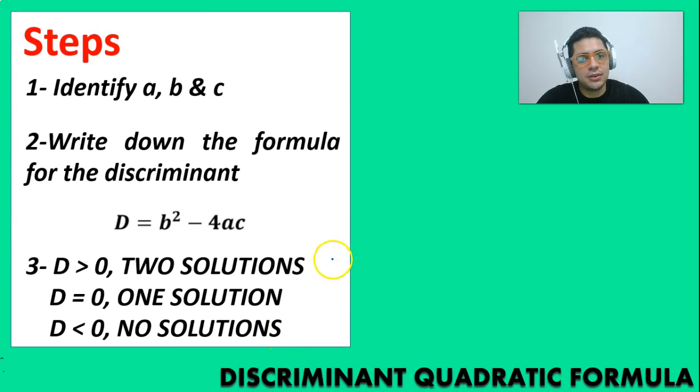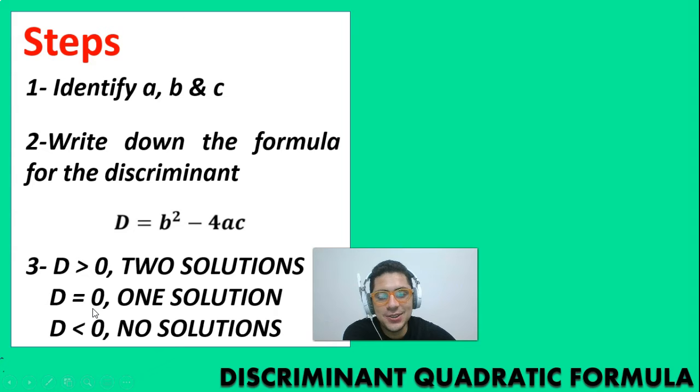So basically, if you have a graph, the graph of d higher than 0 would be something like this, right? So it cuts the x-axis 2 times. If you have d equal to 0, you would just have 1 point touching the x-axis, right? Something like this. But if d is less than 0, you would have no contact with the x-axis, right? So that is how you can tell that you have two real solutions, one real solution, or no real solutions.